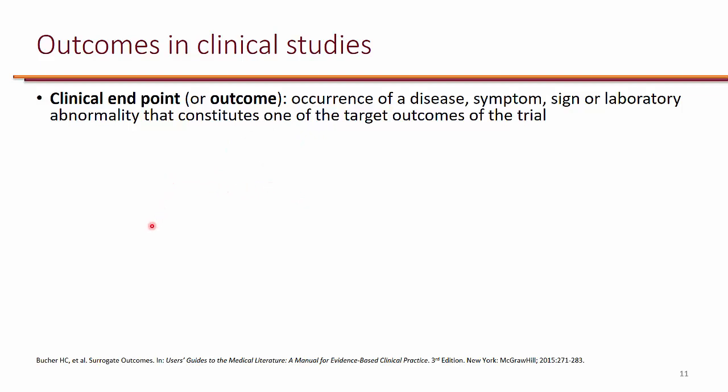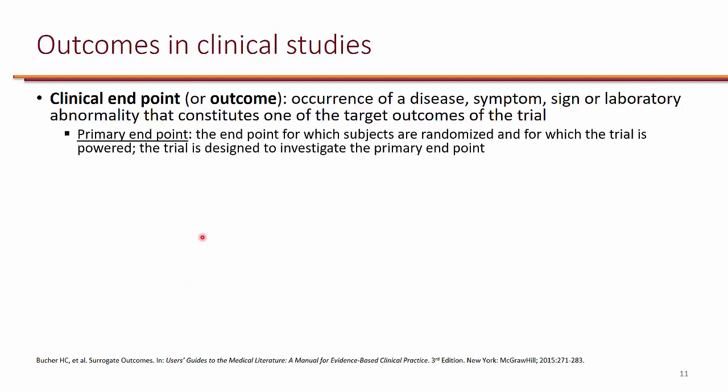For example, if you have a drug and you want to see if it can prevent death, then your primary endpoint or your clinical endpoint will be mortality. Whereas if you want to see if a drug causes bleeding, then your clinical endpoint will be bleeding. So it really depends on what the study is trying to investigate. But regardless, these are referred to as clinical endpoints.